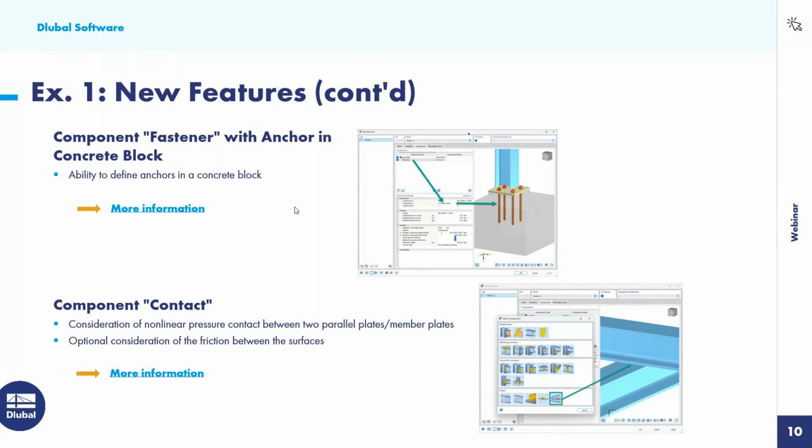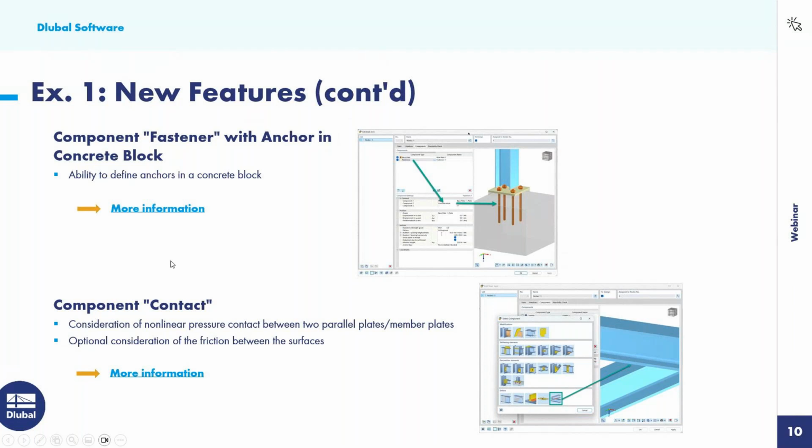And that's maybe similar to what we have with our example today, where we want to connect this carport to an existing building. Maybe that's a concrete wall. We also have a new component called contact. This is for the situation where we have the connection of two members, but not through fasteners. Rather, the top beam is just simply resting on the bottom beam.